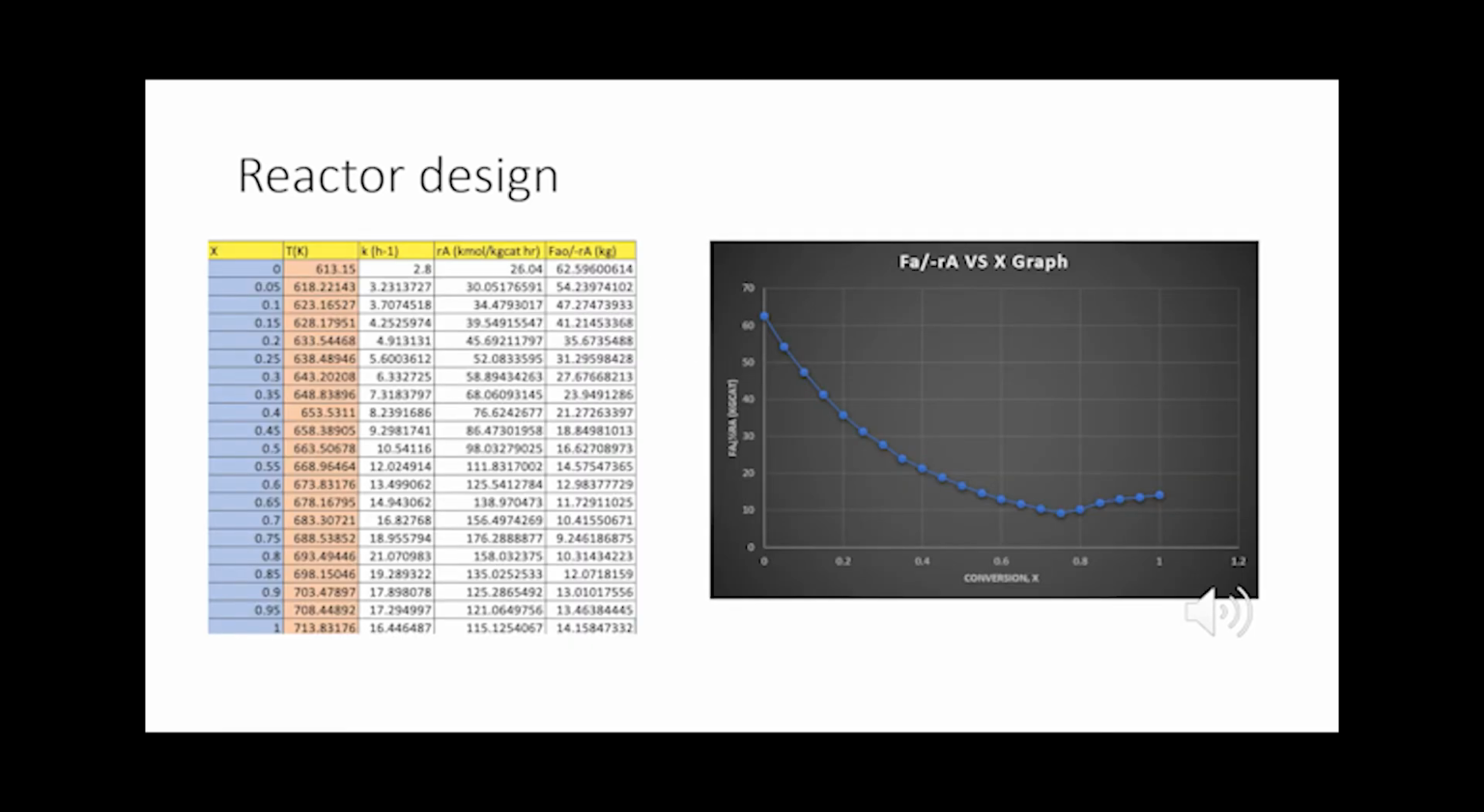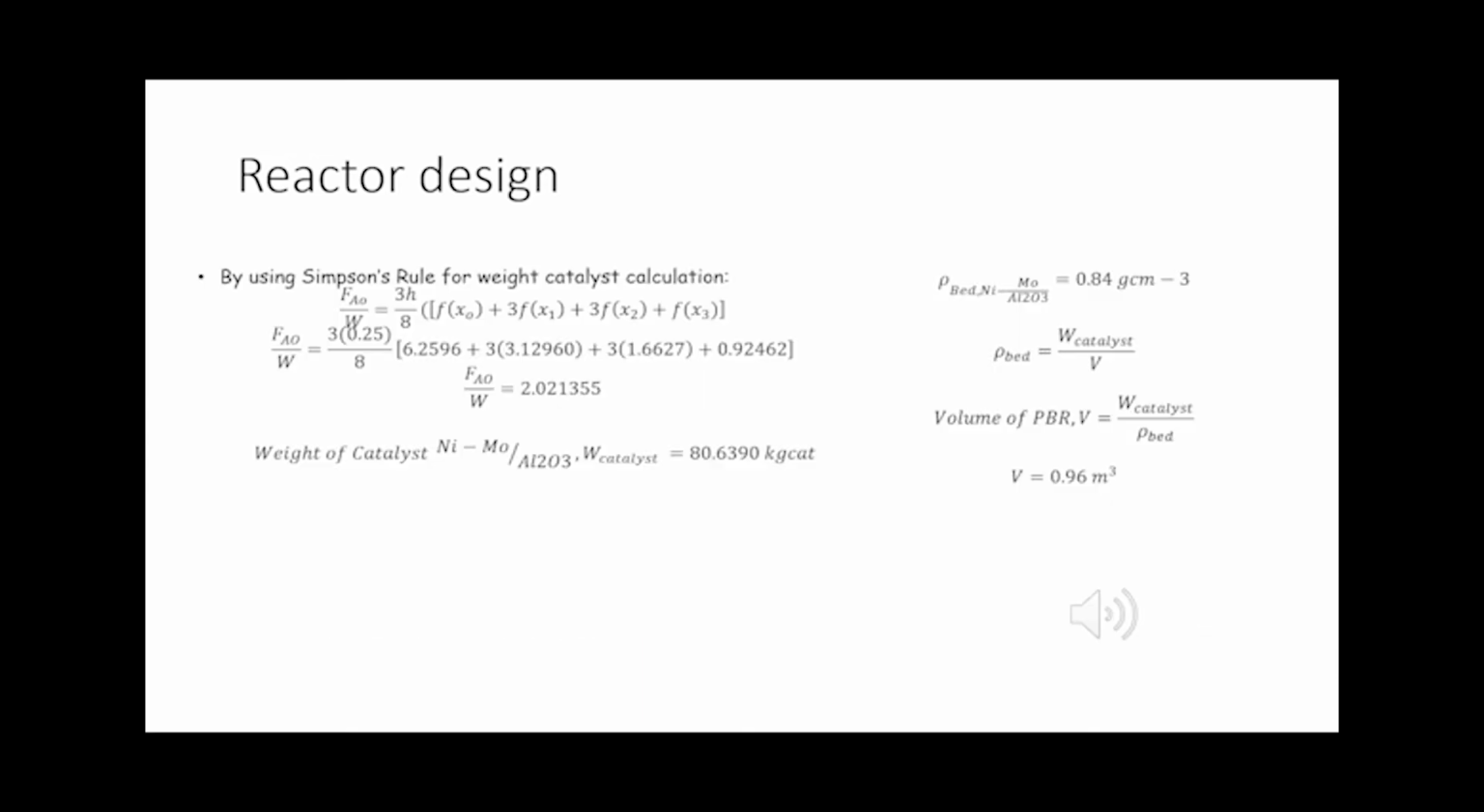To calculate the weight of catalyst in the PBR, we have used Microsoft Excel to plot the data. From the right side, you can see the weight of the catalyst can be calculated from the area under the curve. At the last part, we use the Simpson rule in order to calculate the weight of the catalyst, which is equal to 80.64 kg. After that, we use the bulk density that we found, which is 0.84, and we are able to calculate the volume of the PBR, which is equal to 0.96 cubic meters.